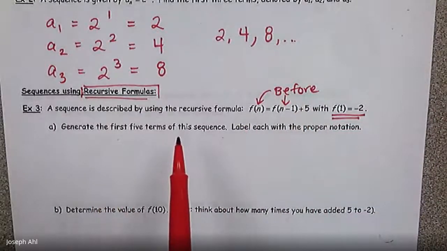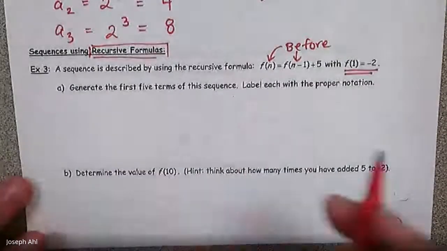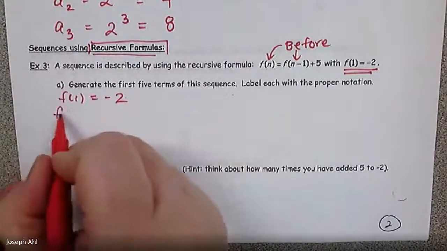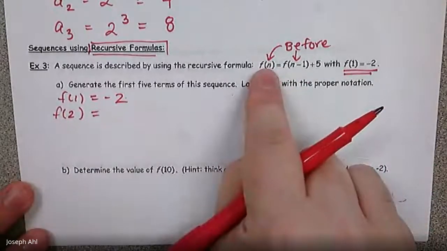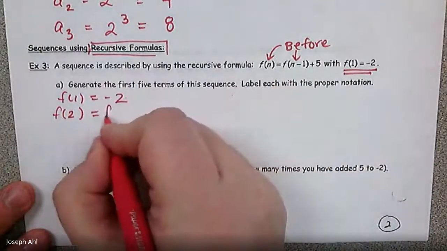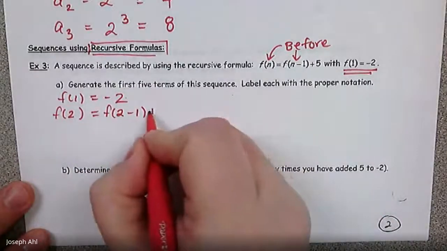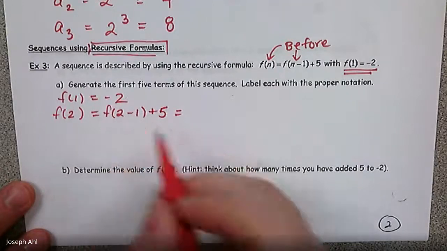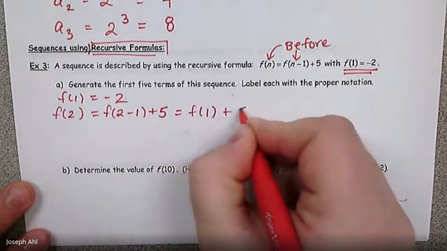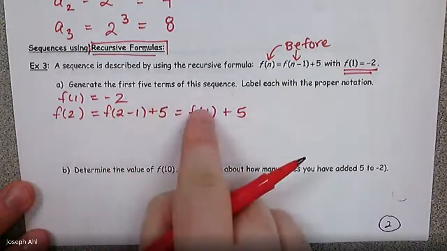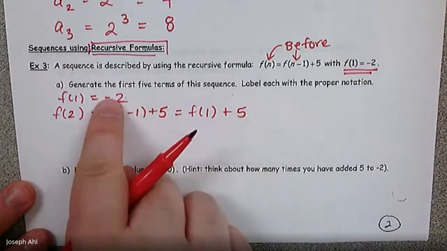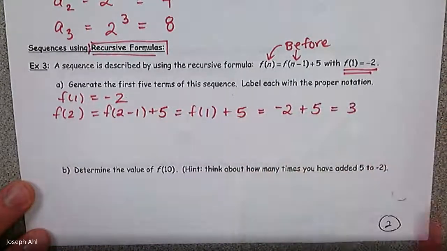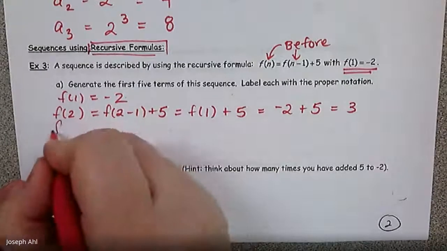So generate the first 5 terms of the sequence, label each with the proper notation. The first one, f of 1, we know is already -2, so that's a good start. To find f of 2, if I plug in 2 for n here, you've got to plug in 2 for n there, so it would be f of 2 minus 1, plus 5. So if you didn't believe me that this is the term that comes before it, well, subtract those. 2 minus 1 is 1. So notice how to find f of 2, I'm taking the term that comes before it and adding 5. Well, f of 1 is, from up here, -2, and then plus 5 is a 3. So let's keep going on from here.